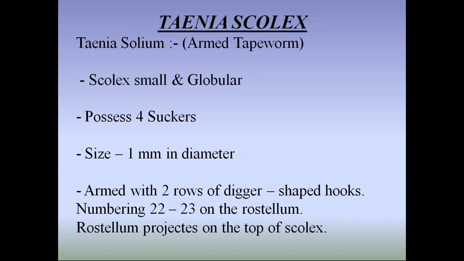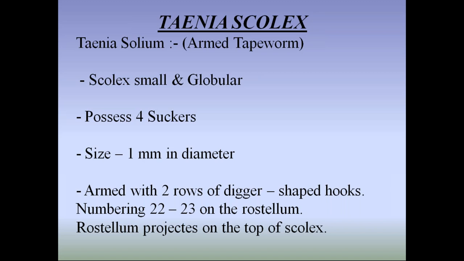If you see the chart, Taenia solium is an armed tapeworm. Armed means hooklets and a rostellum are present. That is why it is called an armed scolex. The scolex is small and globular. It contains four suckers. The size of the scolex is 1 millimeter in diameter. It is armed with two rows of hooks or hooklets surrounding the head, and there is a rostellum which projects on top of the scolex.